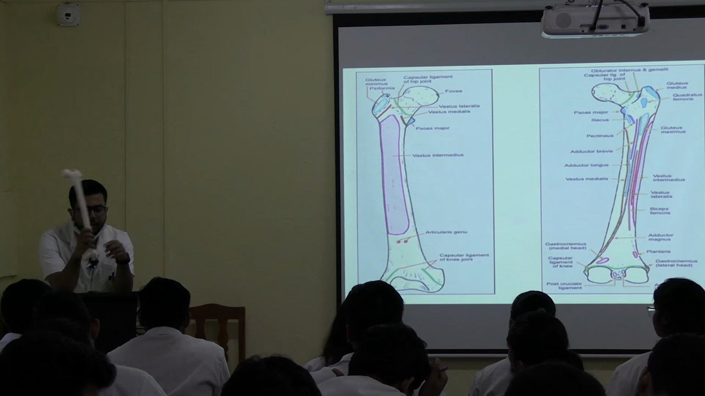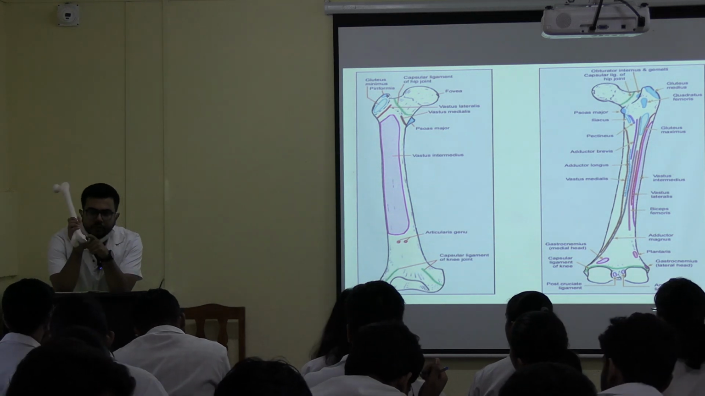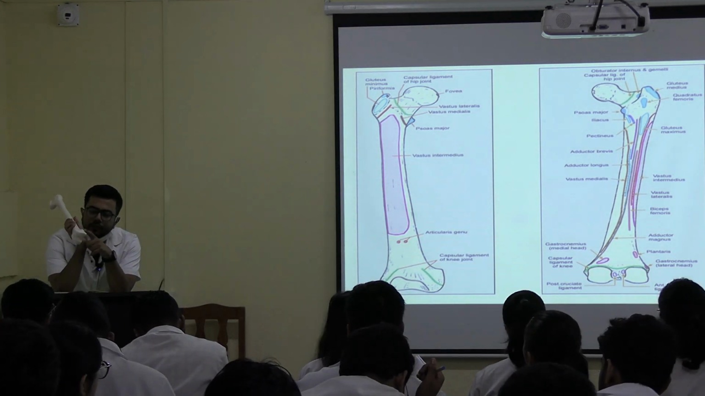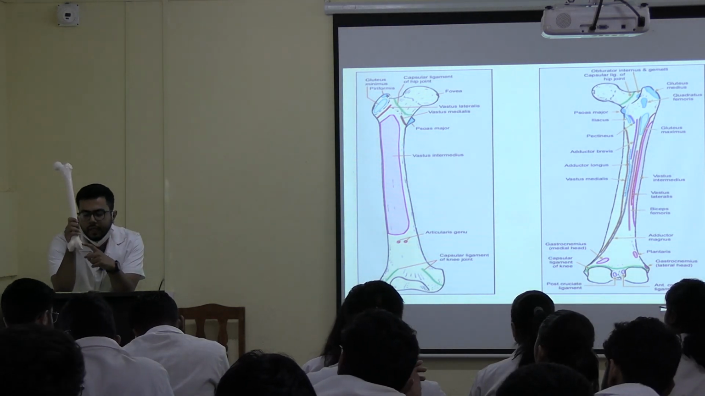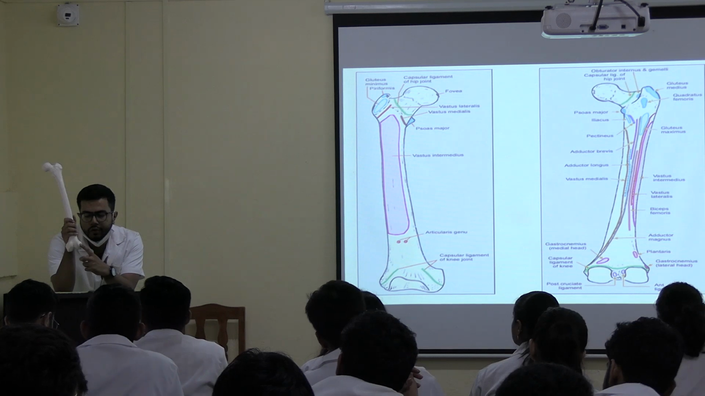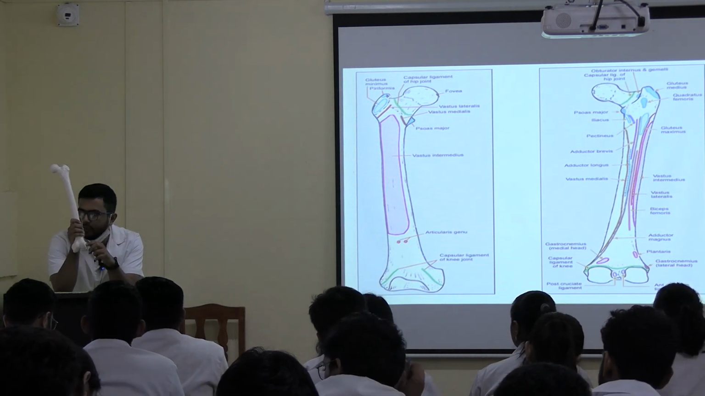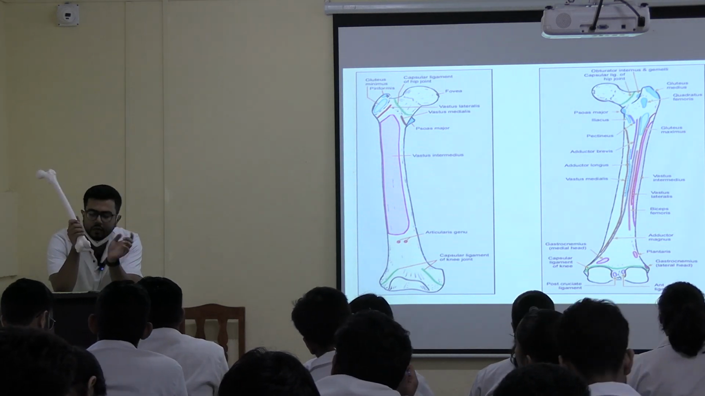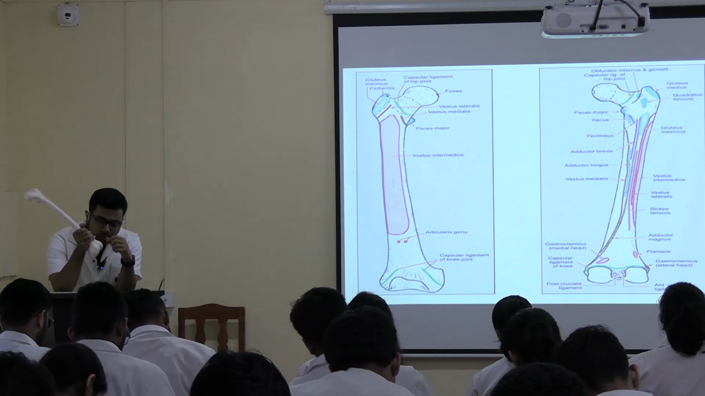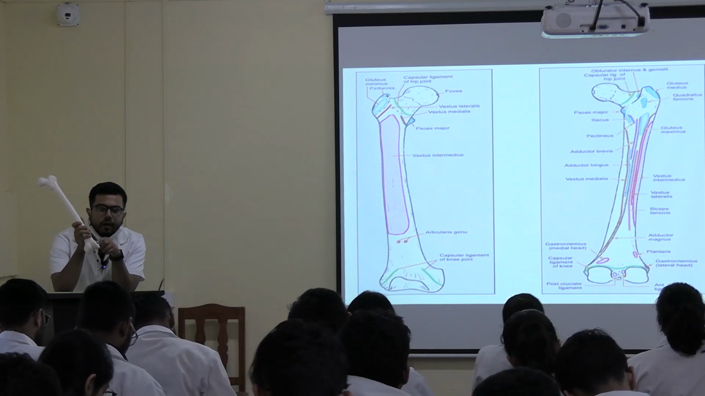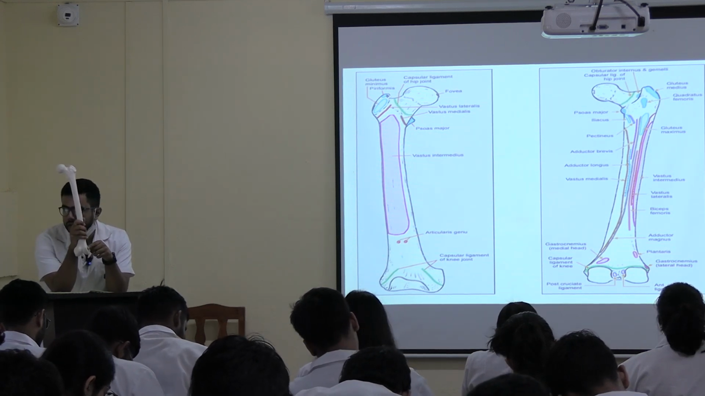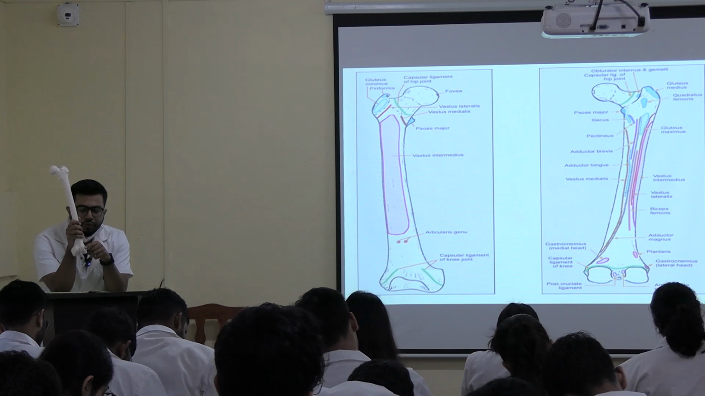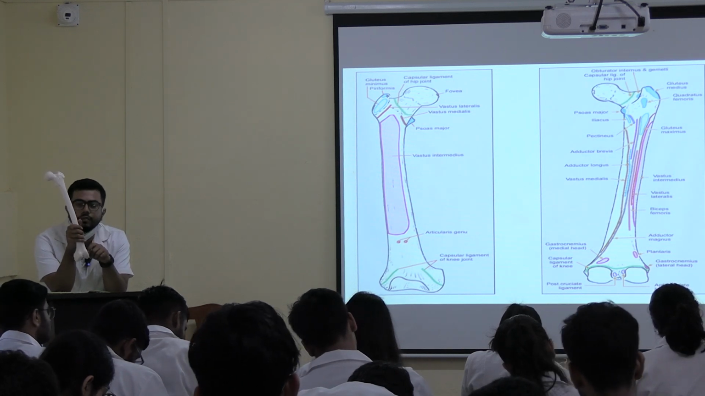This is gastrocnemius lateral head. What part is this? Epicondyle. The gastrocnemius lateral head is attached anterior to it. So you can say it is on the lateral surface of lateral condyle. Write down: gastrocnemius lateral head is on the lateral surface of lateral condyle.